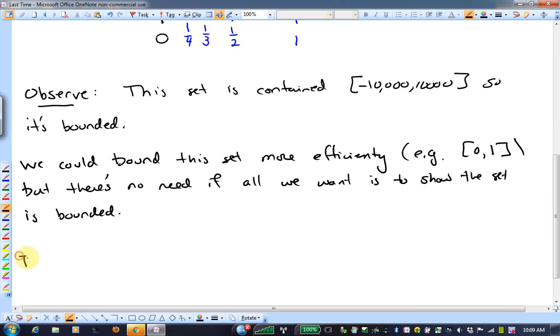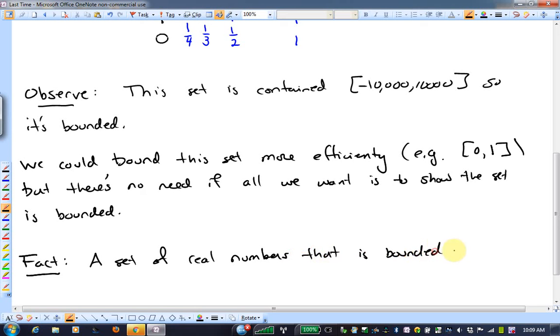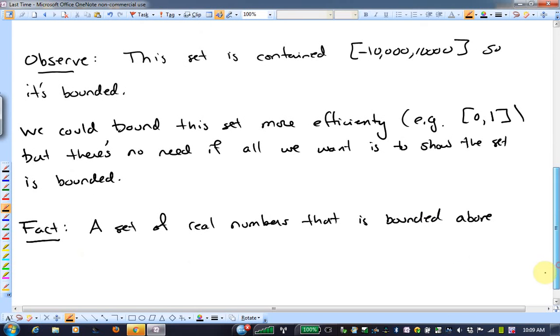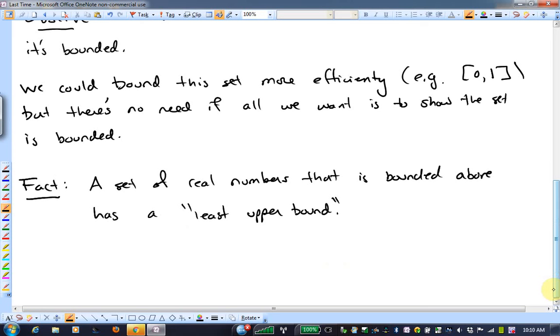So the fact that I talked about last time I saw you, which I guess was Tuesday: a set of real numbers that is bounded above, let's say, has a least upper bound. Okay. What is a least upper bound? Well, it's the smallest upper bound possible.